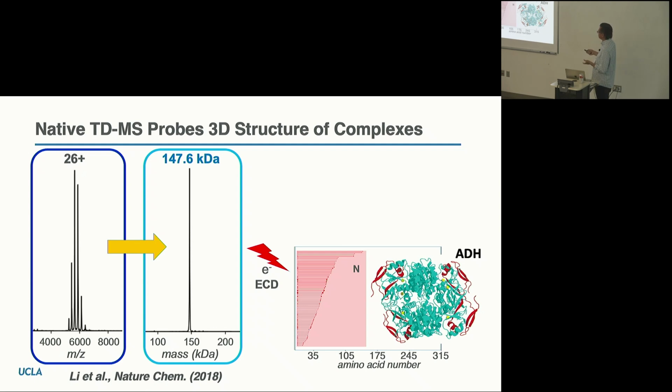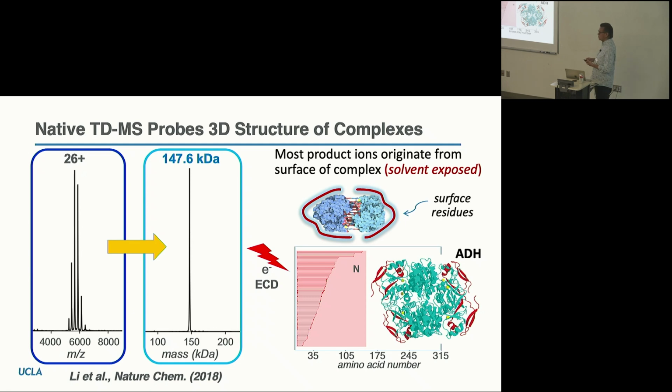And that happens for practically every complex we have ever studied, that most of the fragments that we get in this native top-down mass spectrometry using ECD are coming from the surface. So we can use this information potentially to solve unknown structures. We can tell you what residues are on the surface of a complex by just doing this simple experiment, doing ECD native mass spectrometry.